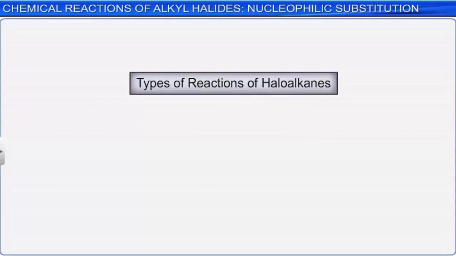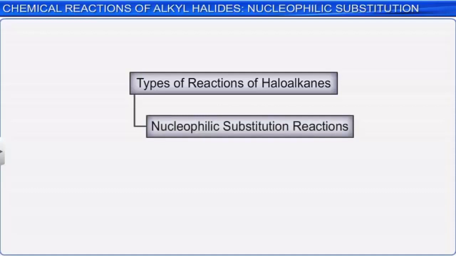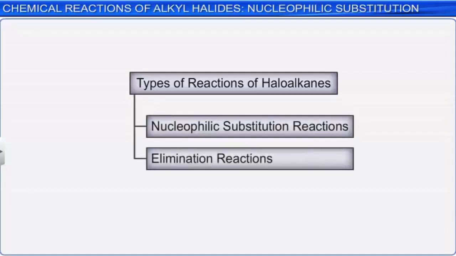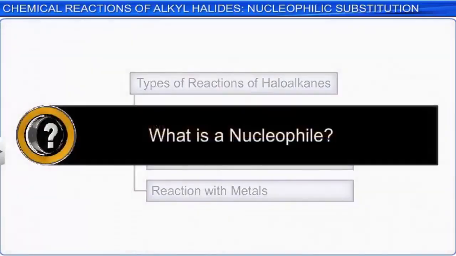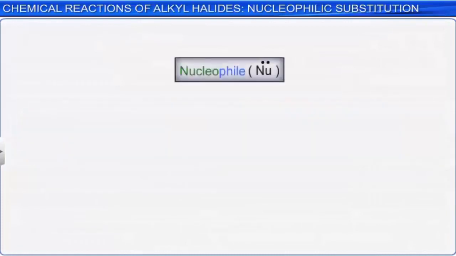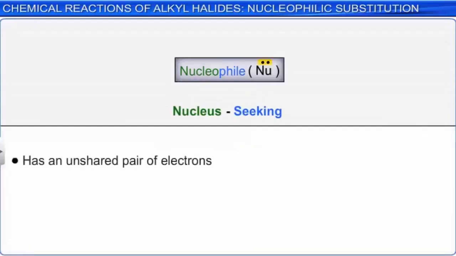Haloalkanes undergo 3 types of reactions. They are nucleophilic substitution reactions, elimination reactions, and reaction with metals. Before you learn about the nucleophilic substitution reactions, get to know what a nucleophile is. The word nucleophile means nucleus seeking. Essentially, a nucleophile has an unshared pair of electrons, and it can use these electrons to make a covalent bond.